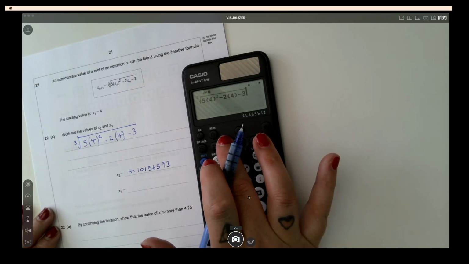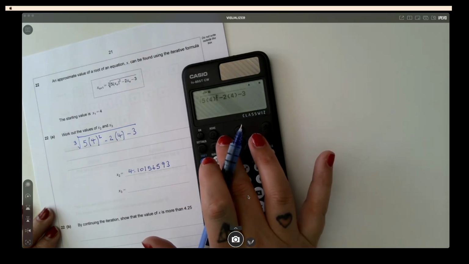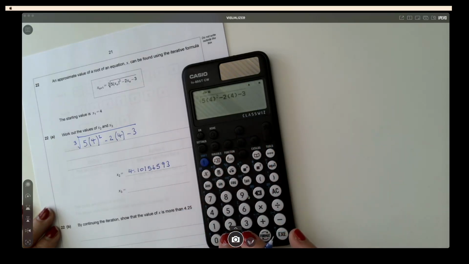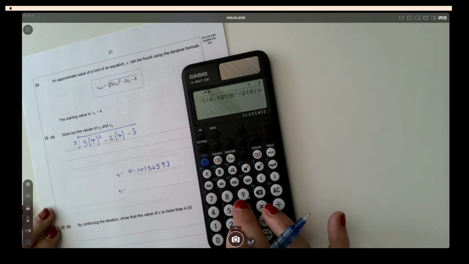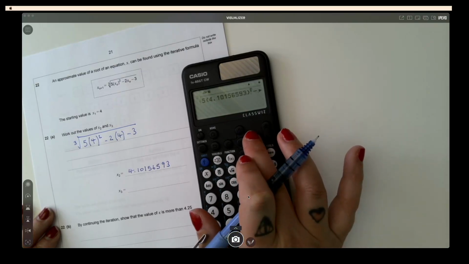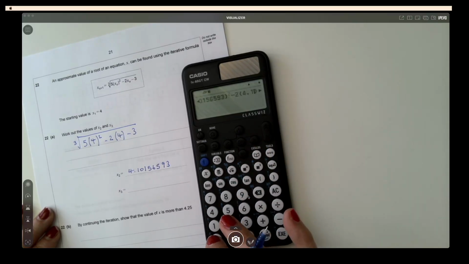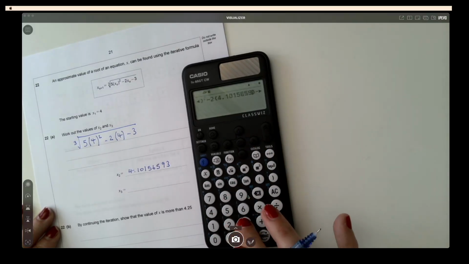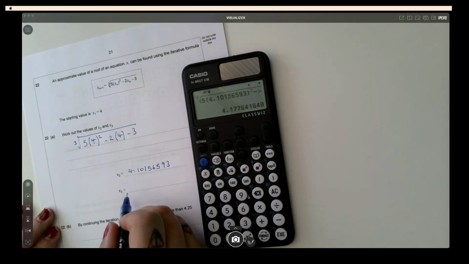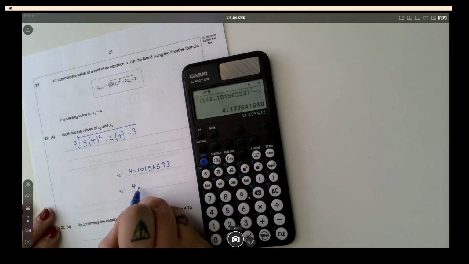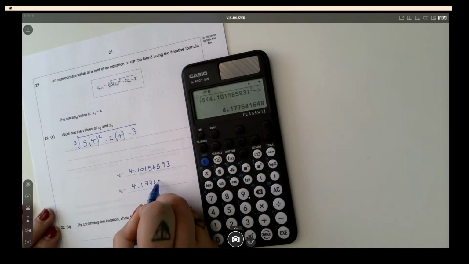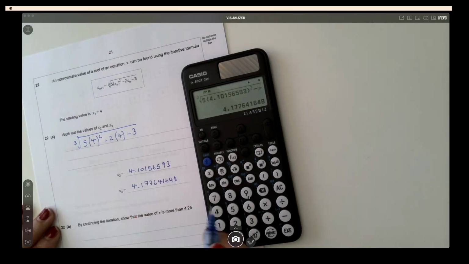Okay. So let's change this. 4.1015659.3. So x3 is 4.177641648.